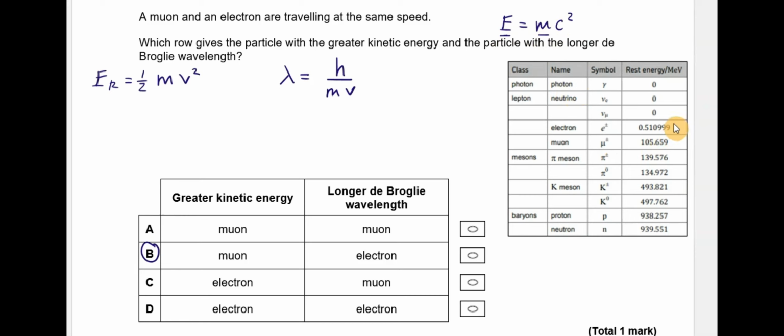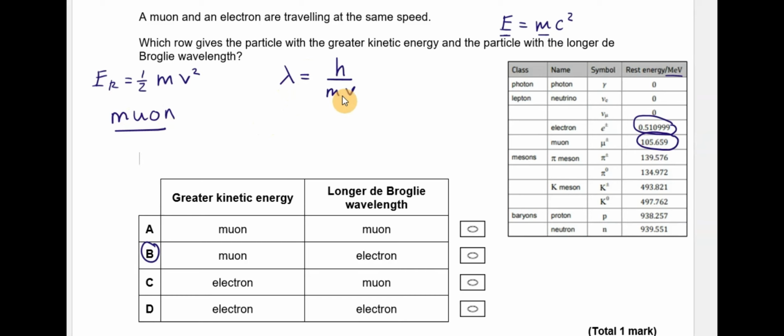And you can see an electron has a rest energy of about 0.5 mega electron volts, but a muon has a rest energy more than 200 times greater at 105 mega electron volts. So the muon has a much bigger mass than the electron, which means it's going to have a larger kinetic energy. So the muon has the biggest kinetic energy.